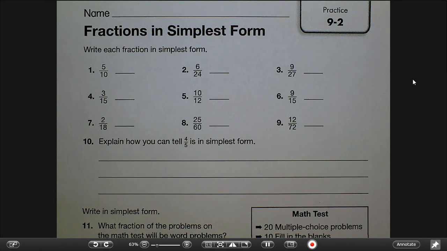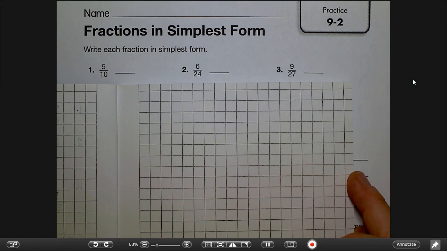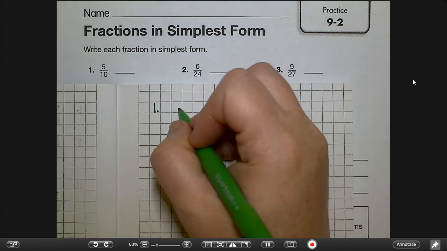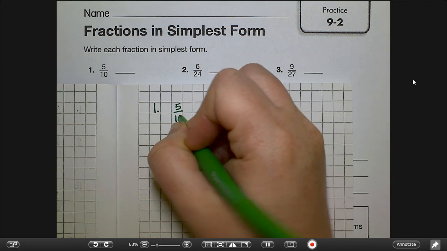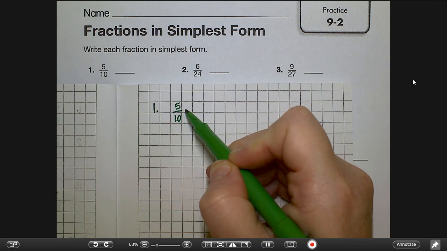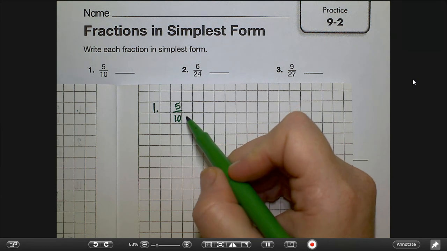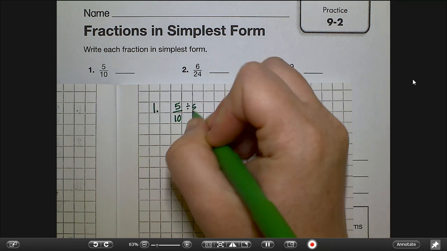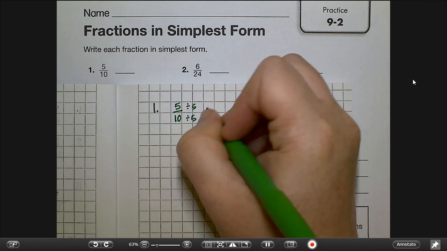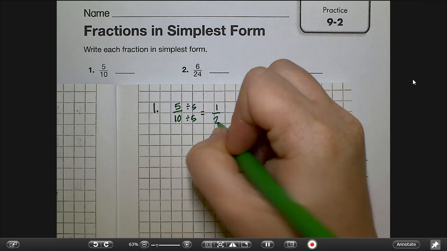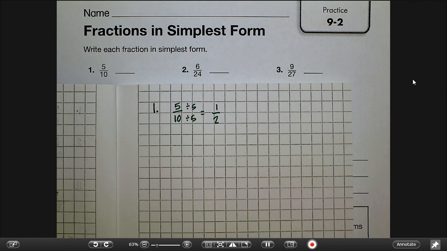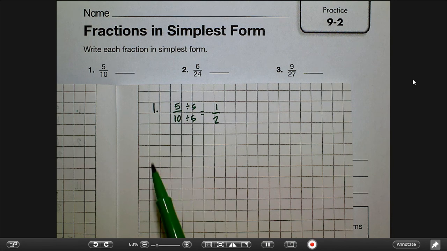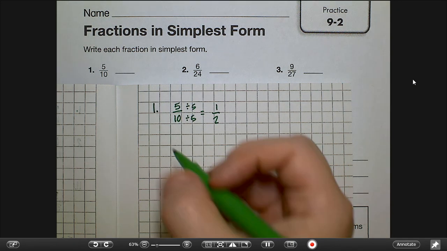Okay, let's work the first few together. Number 1, 5/10. So I just did this in my head because I know my math facts and I can quickly say 5 divided by 5 and 10 divided by 5. If we were going to write it out, we could write it like this. And we get 1/2. Okay, excellent. So 1/2 is equivalent to 5/10. It's also simplest form.